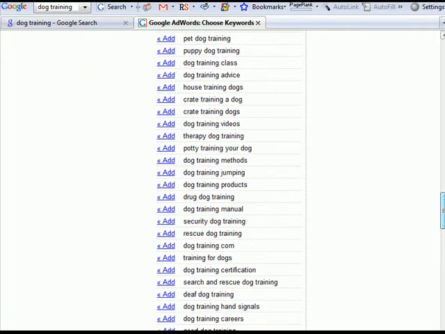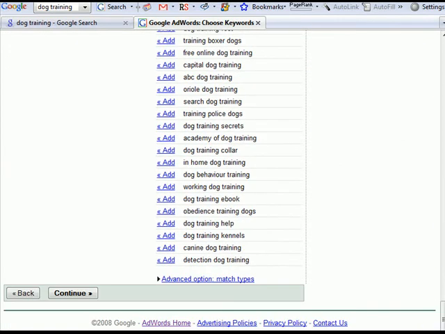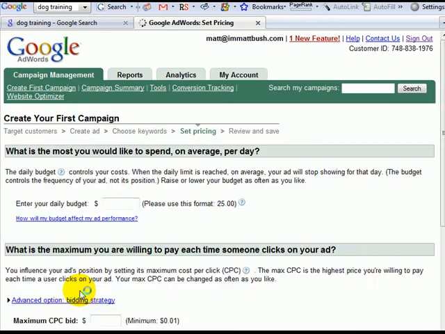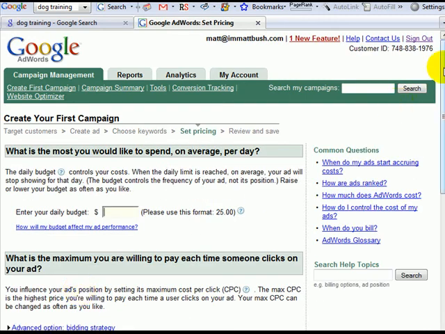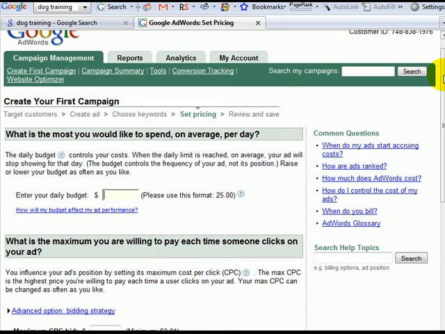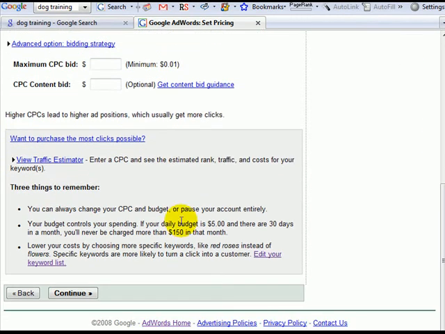As you can see from our work in the last video, I went ahead and selected some keywords, some good and some bad, and I'll talk about that in a minute. I'm going to go ahead and hit continue. And right now it's figuring out how much everything's going to cost. So let's see here. I'm going to skip down. I'm not going to worry about the budget right now. I just want to go down here and look at the traffic estimator.